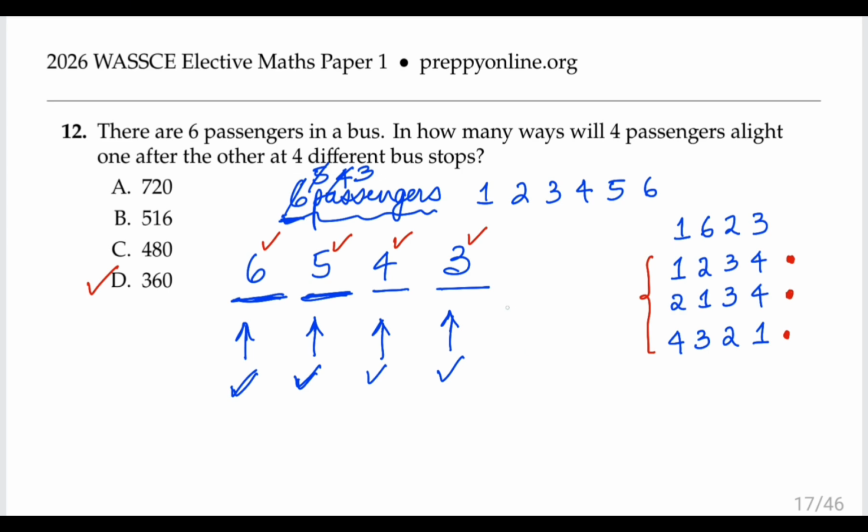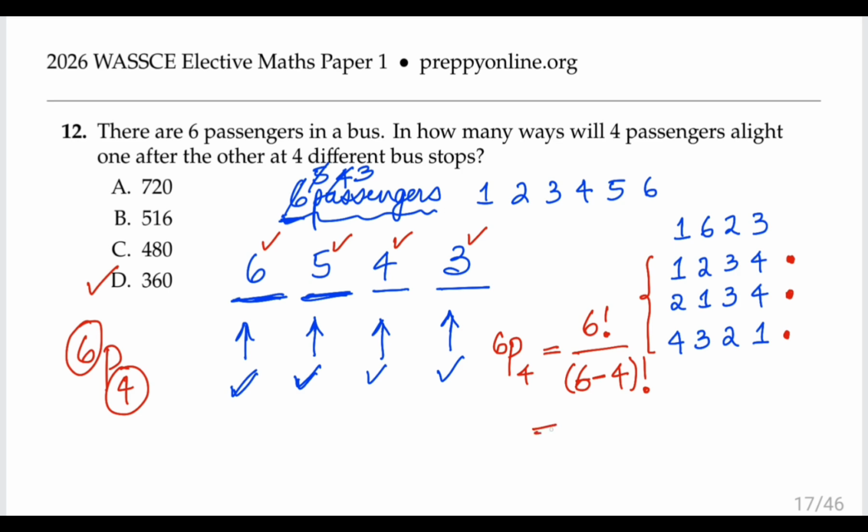Now, there's a shorthand way of writing this, which is 6 permutation 4. That is, you have 6 items and you are picking 4 of them and trying to see how many permutations there are if you're only picking 4 of them. And this 6P4 is equal to 6 factorial over (6 minus 4) factorial. So this is going to be 6 factorial over 2 factorial.